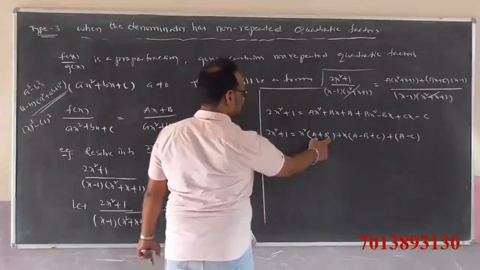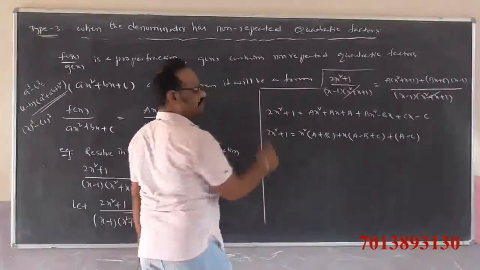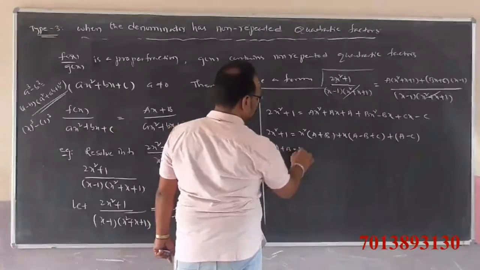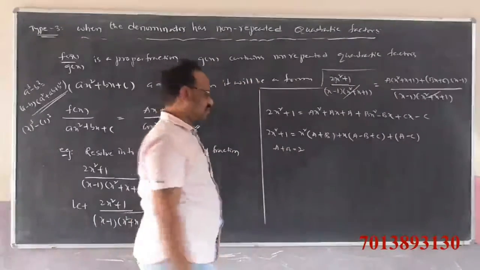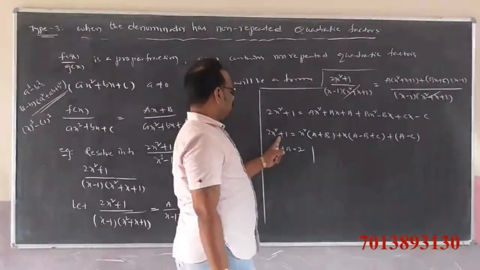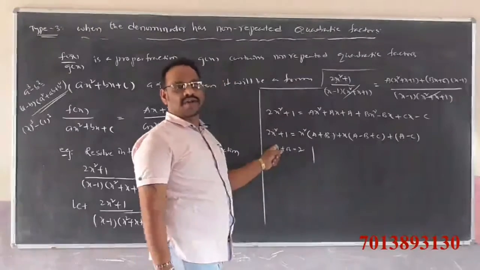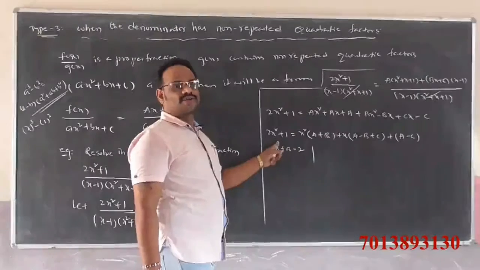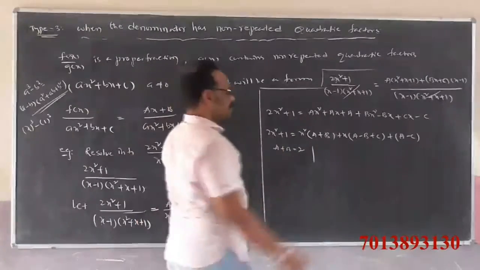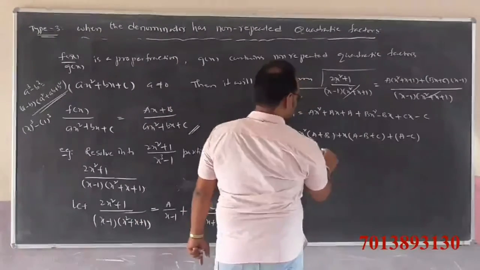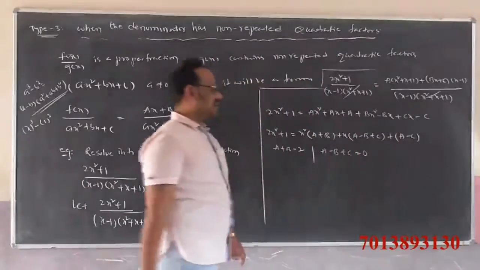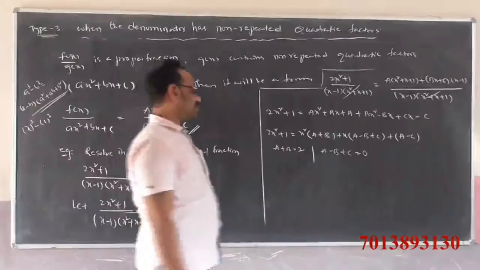Here the coefficient of x square is a plus b. Here the coefficient of x square is 2. So clearly a plus b is equal to 2. Also, the coefficient of x here is 0, so the x term is not there. So the coefficient of x is equal to 0. But the coefficient of x here, nothing but a minus b plus c, is equal to 0. A minus b plus c is equal to 0.